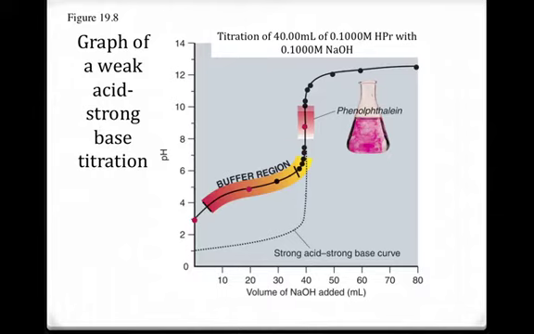Now, if you have a weak acid with a strong base, what happens is that weak acid is kind of buffered, and so it will not reach the equivalence point until you're at a higher pH because the base is strong. So if you have a weak acid with a strong base, you're going to get an equivalence point that is higher than 7.